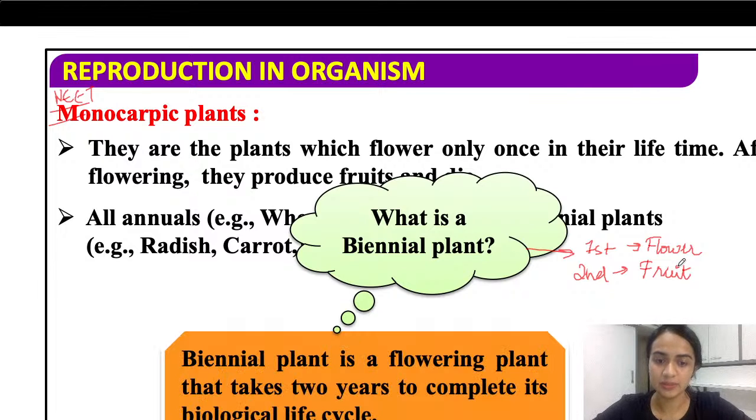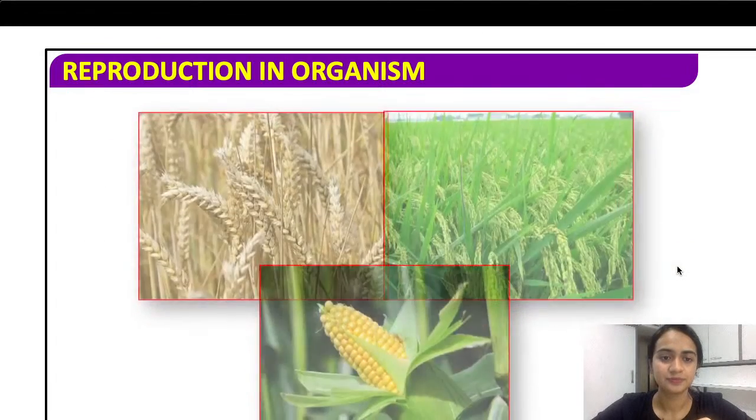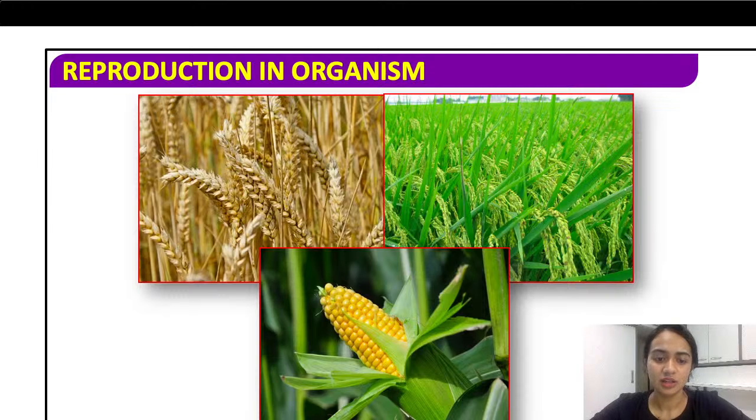Biennial plant is a flowering plant that takes 2 years to complete its biological life cycle. So these are the annual plants. Annual plants flower and fruit once in 1 year. Their complete life cycle, from the time of birth to fruiting and death, is 1 year. So we have wheat, maize, and rice. This is wheat, this is maize, and this is rice.